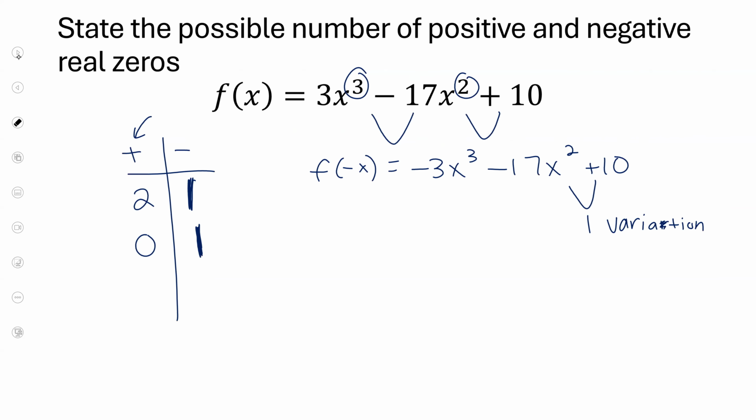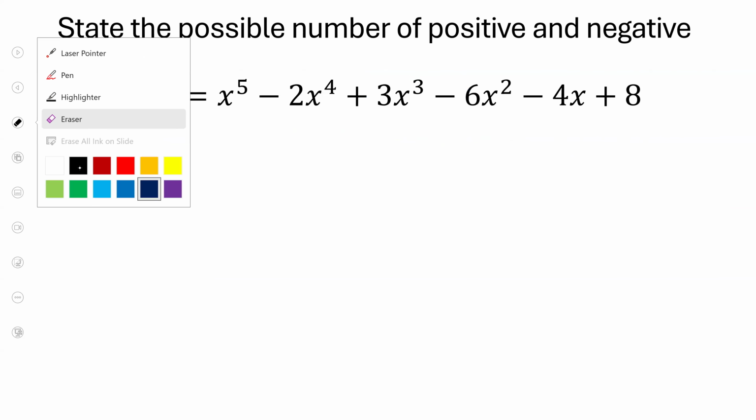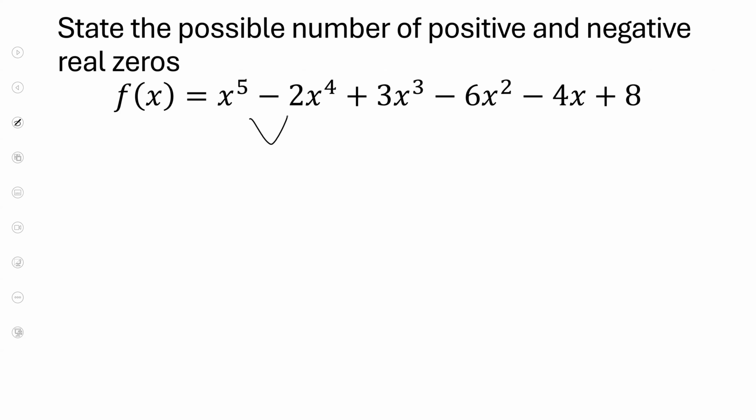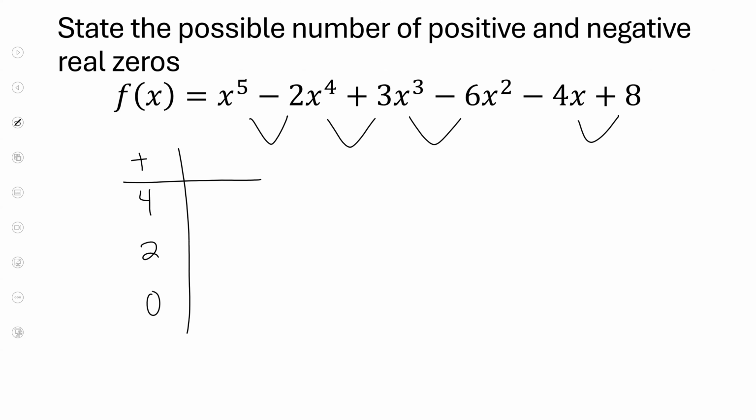All right, next one. 1, 2, 3, 4. That's 4 changes. Or less than that by an even number. You just subtract 2 every time, okay?